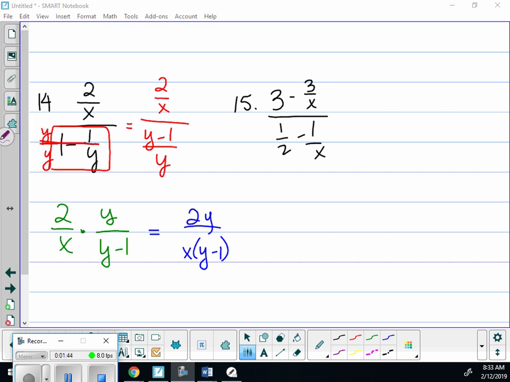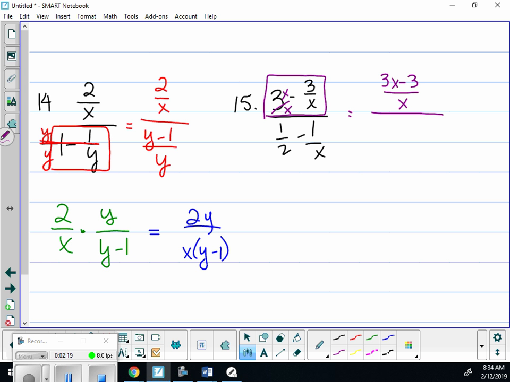Same process in the next one. We have to get the numerator into one single fraction. In order to do that, we need a common denominator of x. So on the top, I would have 3x minus 3 over x. In the denominator, I have a 1/2 and I have a 1 over x.